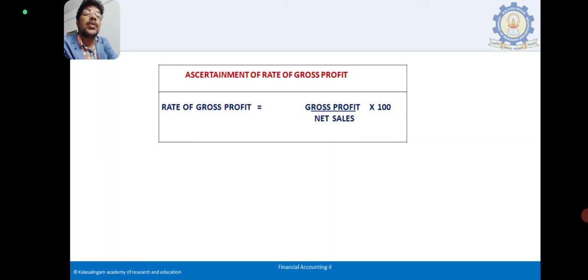Next, how do you calculate the gross profit rate or gross profit ratio? Generally, rate of gross profit is equal to gross profit divided by net sales into 100.